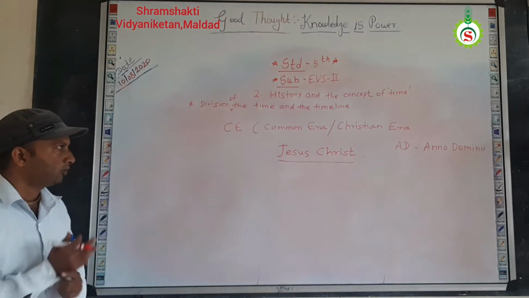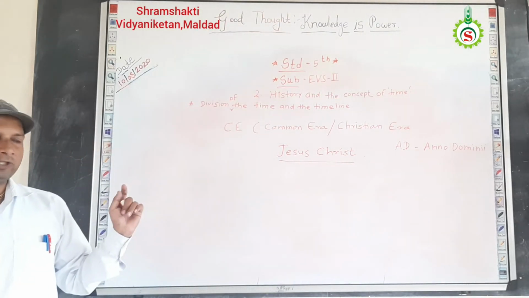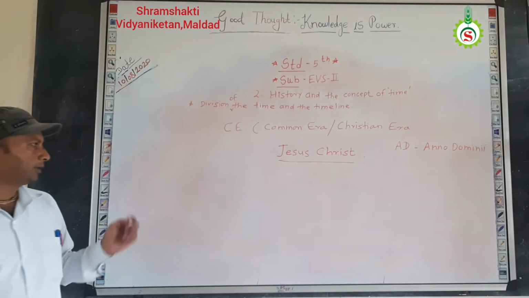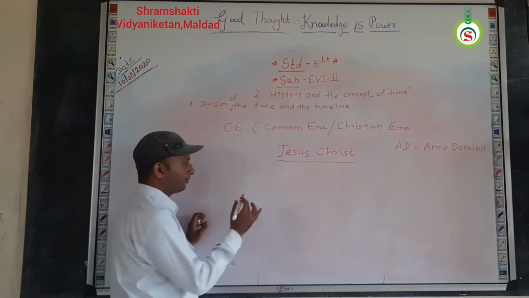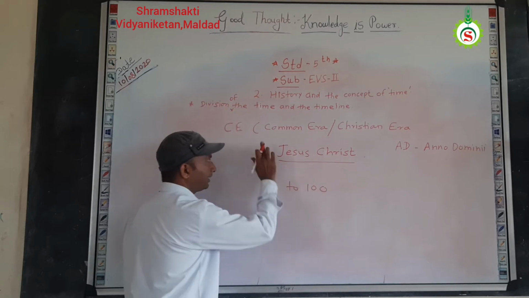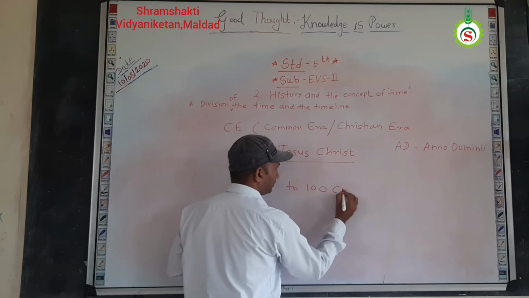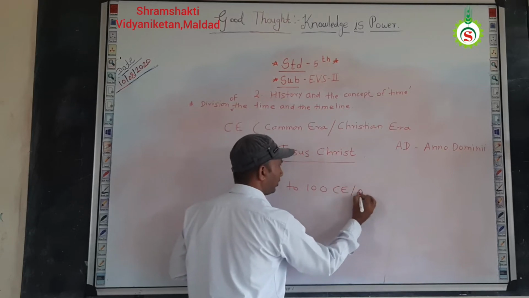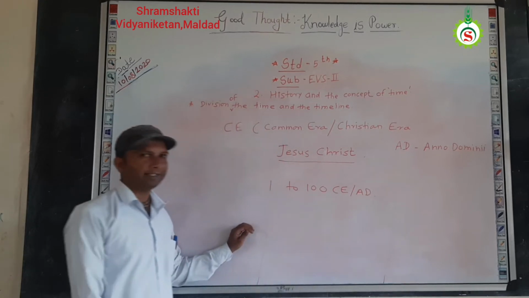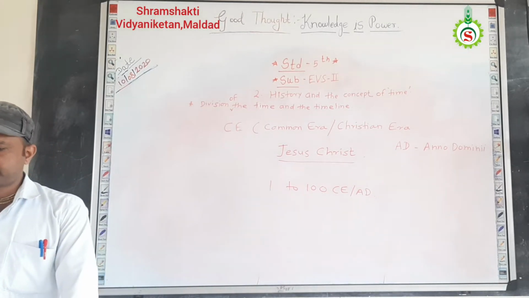We also know the English calendar which we use at home. For example, from the year 1 to 100, after this event, it is called 1 to 100 CE or 1 to 100 AD. Understand? So it is the Common Era.